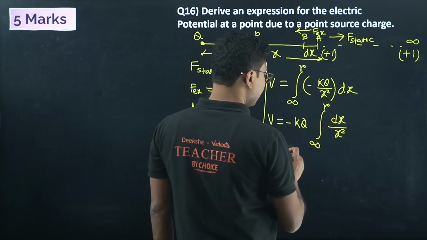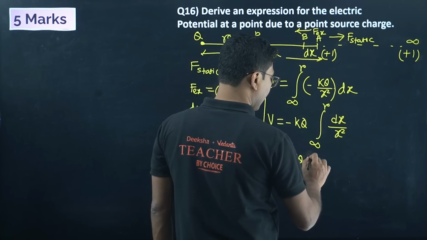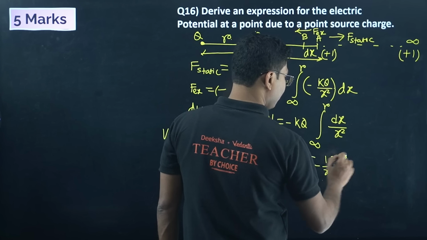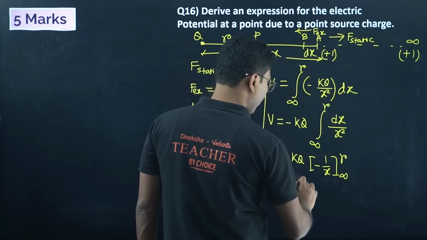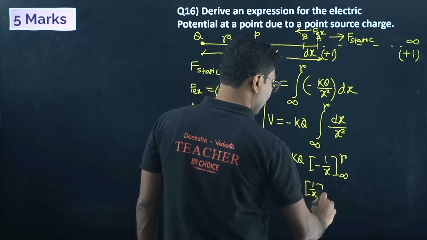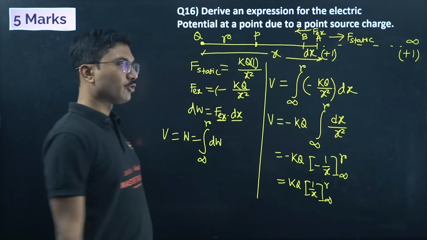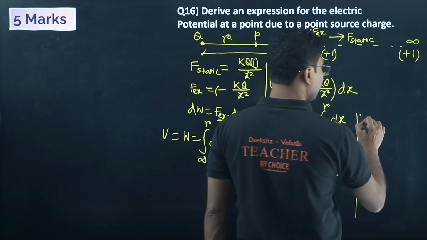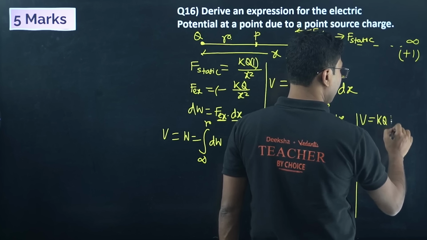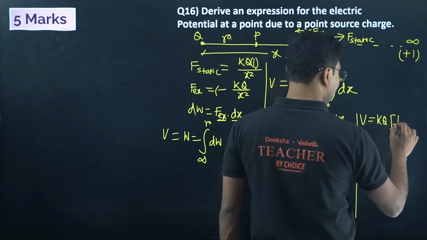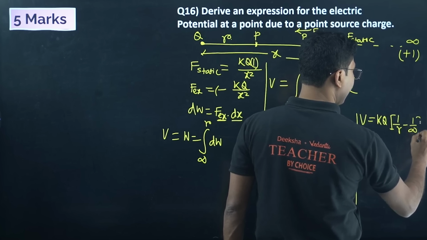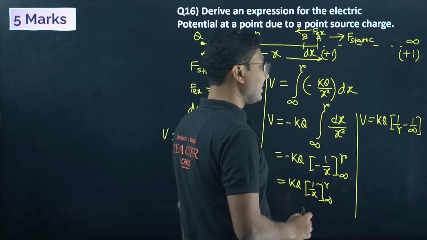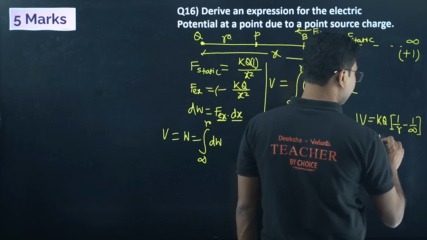So now if you integrate this, what will you get? Minus kq, and you will get minus 1 by x from infinity to r. Now this minus can be taken common, and you can say kq into 1 by x from infinity to r, right? This is a definite integration. So V equals kq into 1 by r minus 1 by infinity. We have to put the upper limit first, then the lower limit. The lower limit was infinity, so 1 by infinity is 0. So we get this as kq by r.